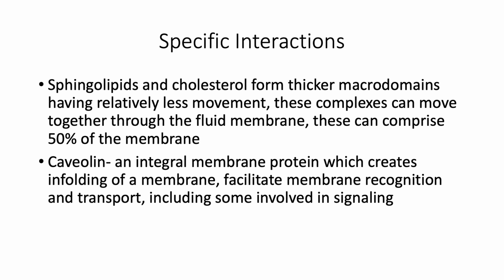For specific interactions, we talk about sphingolipids and cholesterol. They form thicker macrodomains with less movement. They can move together through the fluid membrane, and in some instances can comprise 50% of the membrane component. There is an integral membrane protein called caveolin, and that creates infolding of a membrane, and this facilitates membrane recognition and transport, including in some components involved in signaling. So you get invagination of the membrane with infolding with this integral protein called caveolin.